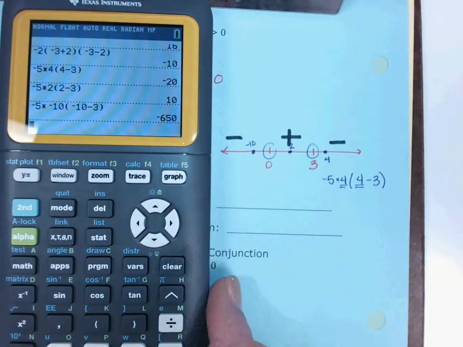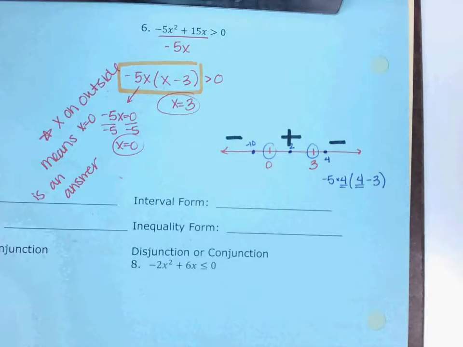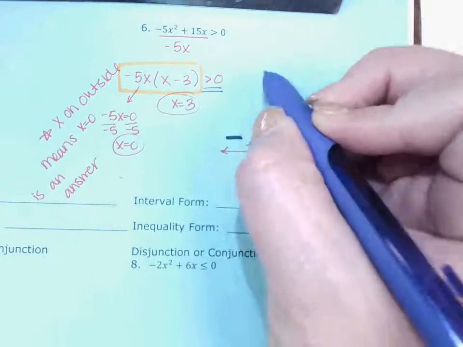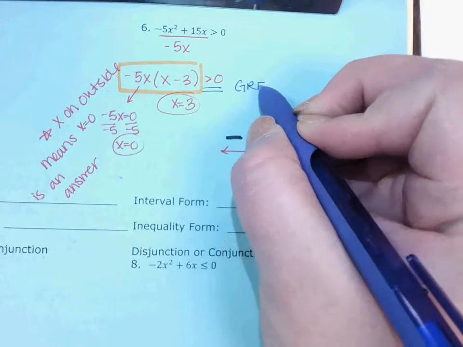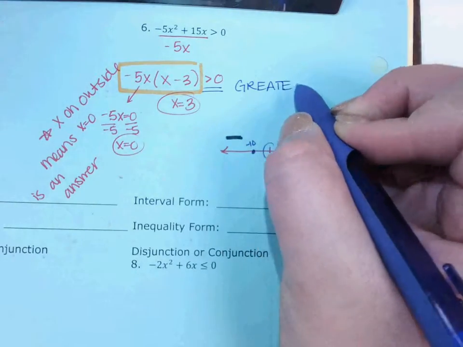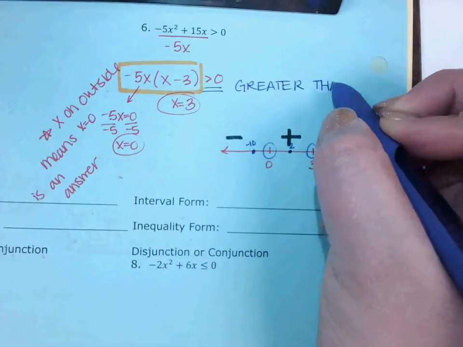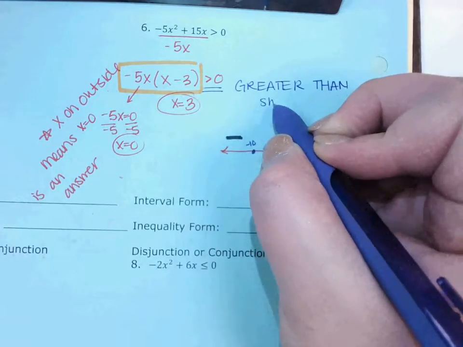From there, look at your inequality. Was it a less than or a greater than on the 0? That's a greater than 0. Greater than 0, what am I looking for on my number line? You're going to shade the positives.